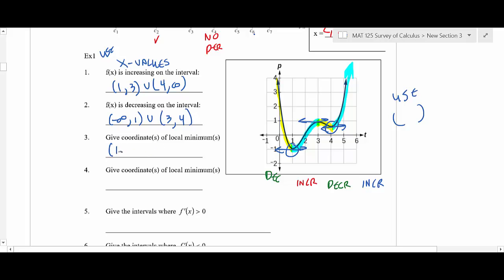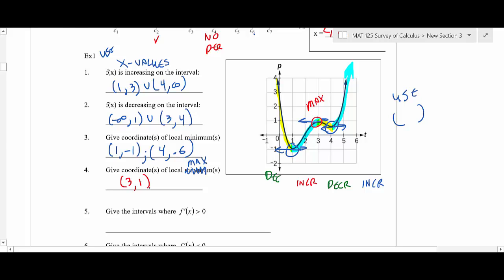So one of them is 1, -1. The other one is... what do you think? 4, how about 0.6? Okay, just whatever. Okay, like that, just estimate. Okay? All right, the next one was supposed to say maximums. That's a misprint on my part. So do you have a local maximum? Yeah, at 3, 1. Okay, all right, so that would be your max right there. So you have a local max at 3, 1, that's it.